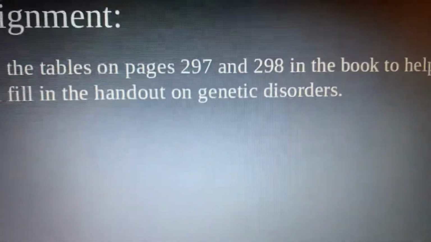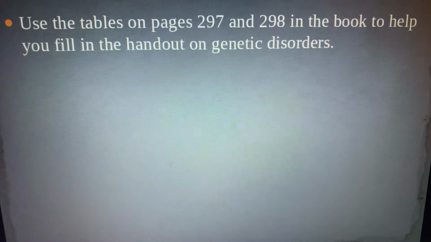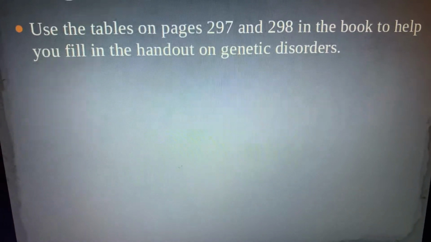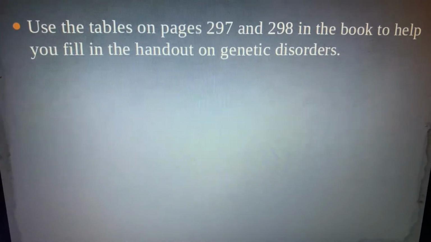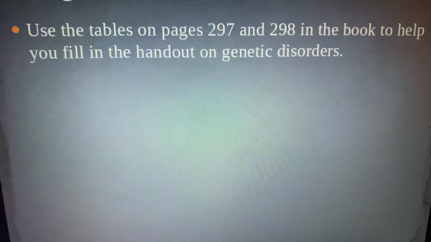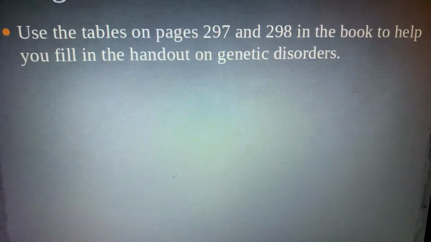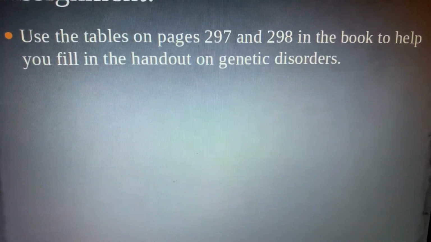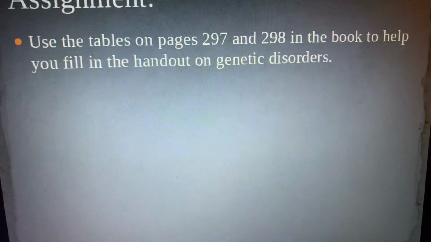On pages 297 and 298 in your book, those are the pages where I want you to read over the disorders and the descriptions of them, and be able to know them well enough that you could recognize them and match them up, if you were tested on them. I don't have a handout uploaded for them yet. I may or may not upload a handout onto Schoology.